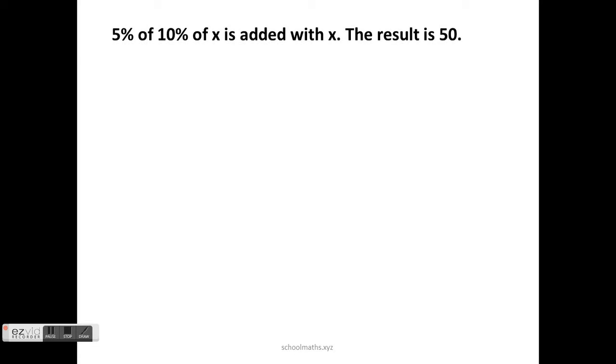5% of 10% of x is added with x. The result is 50. This is the given statement. 5% means 5 by 100. Of means into. 10% means 10 by 100, of x, into x is added with x. Very interesting. So 5 by 100, of means into, 10 by 100 into x, plus x. The result is 50. The whole thing becomes 50.